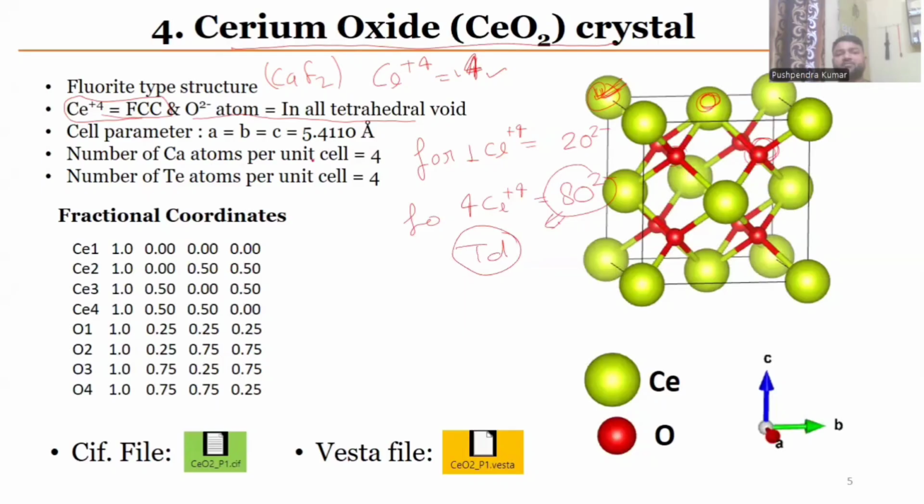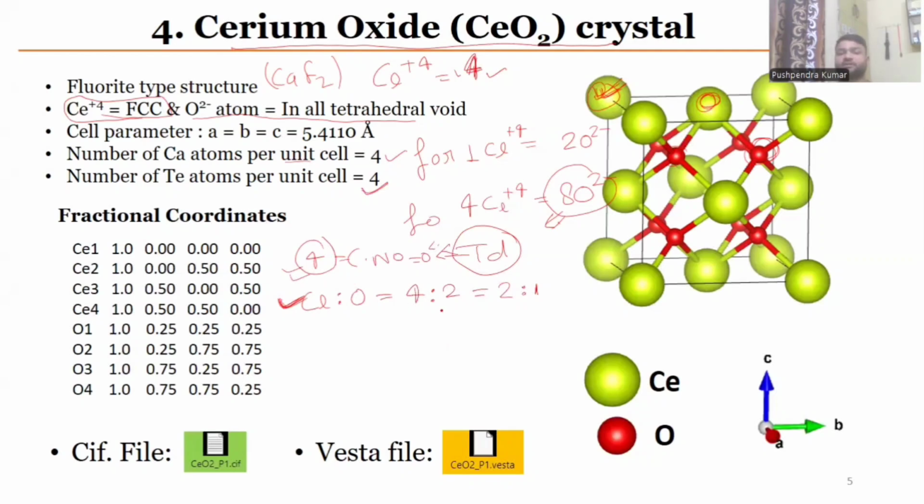So the number of cerium ions per unit cell is 4, and the number of oxygen ions per unit cell will be 8. We can find out the coordination number ratio. The charge ratio of cerium and oxygen is 4 to 2, or we can say 2 to 1. And since the oxygen ion is present in a tetrahedral void, the coordination number of oxygen will be 4. As there is a ratio in the charge, the coordination number ratio will be similar to the charge ratio.